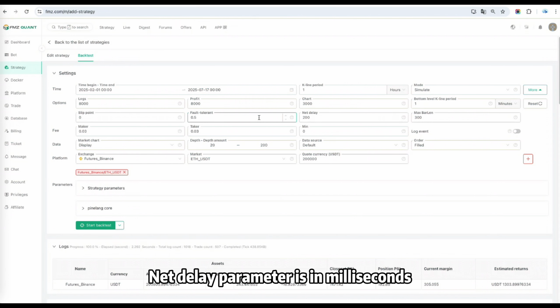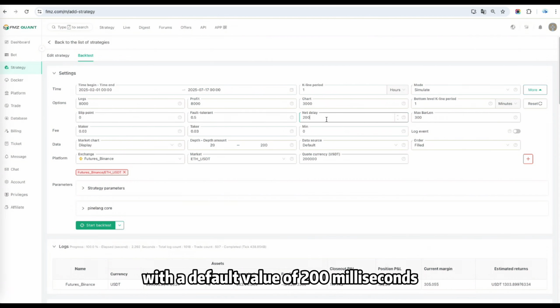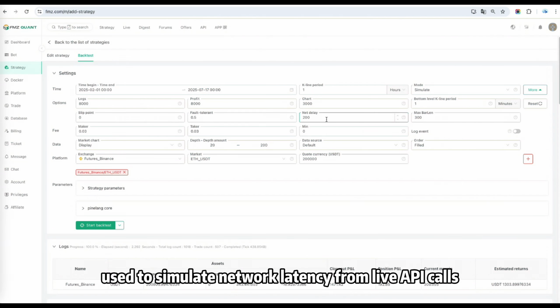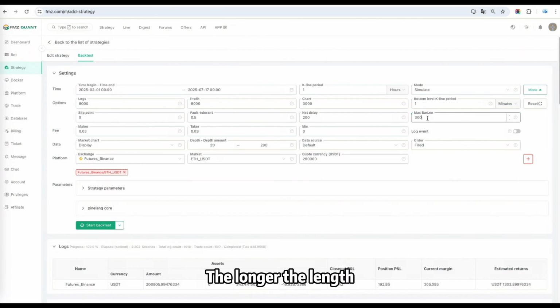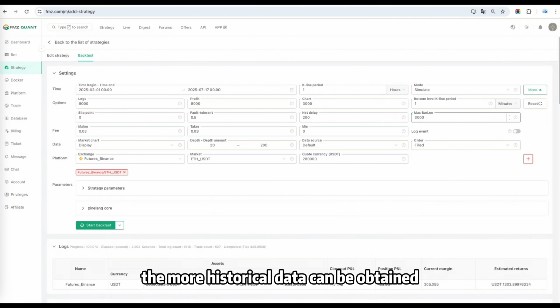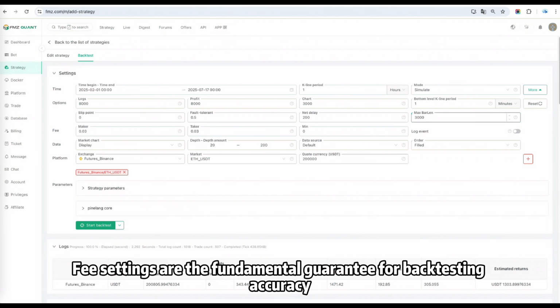Net delay parameter is in milliseconds, with a default value of 200 milliseconds, used to simulate network latency from live API calls. Max bar len parameter controls the maximum K-line data length returned by the getRecords function. The longer the length, the more historical data can be obtained. Fee settings are the fundamental guarantee for backtesting accuracy.